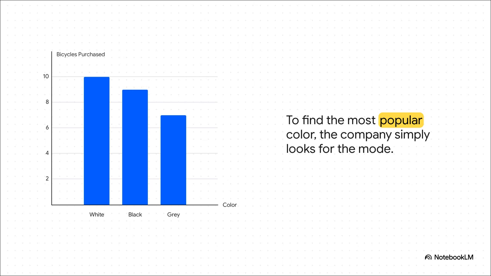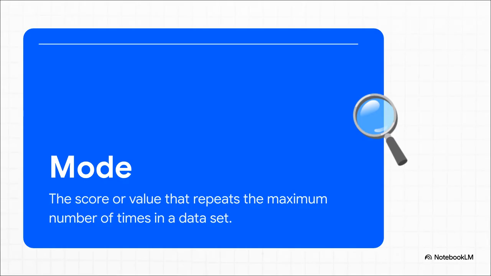And for data like this, you often don't even need a calculator. A quick glance at a simple bar chart tells you everything you need to know. The tallest bar is the winner, plain and simple. And that's exactly what the mode is. It's the value that shows up more than any other in a data set. You can just think of it as the winner of a popularity contest. If a bike company wants to know which color to make more of, they're looking for the mode.